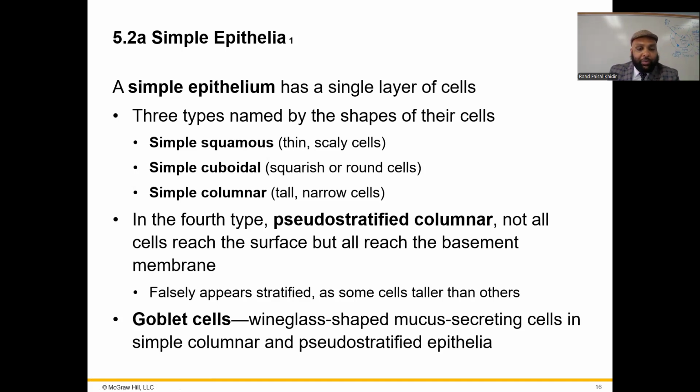The 4th type is the pseudostratified columnar. These are half and half. Not all the cells reach the surface, but all reach the basement membrane, and they falsely appear stratified as some cells are taller than the others. These goblet cells are very important, and they are on the exam. These goblet cells secrete very important mucus, and they are wine glass shaped mucus secreting cells in the simple columnar and pseudostratified epithelium.